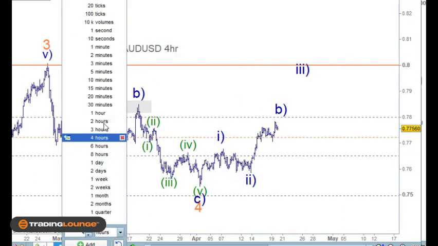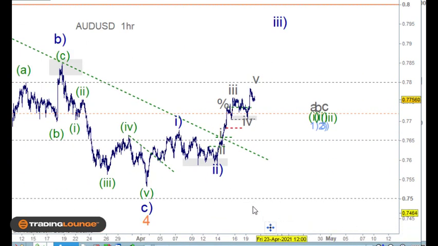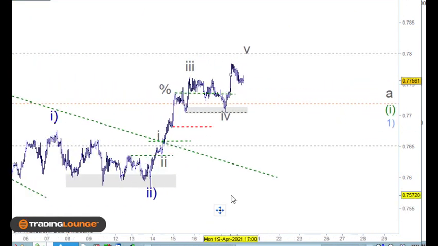I'll go to the hourly chart here because we've got trades in this. So from the low here, looking at it as wave 1 and 2 here, I still think that it just doesn't look finished up here. It looks like there's one more little move here for that. I could be wrong.